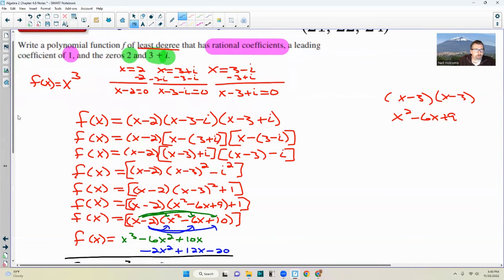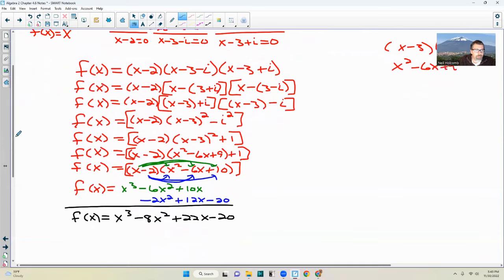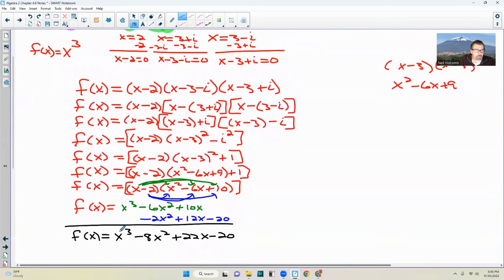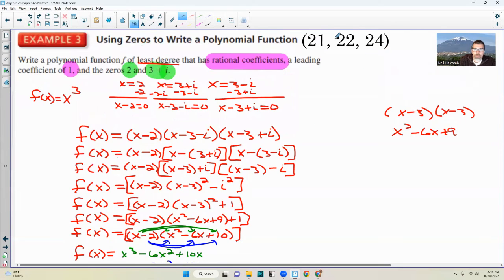Leading coefficient of 1 with the least degree, which is 3. So the answer to this problem is f of x equals x cubed minus 8x squared plus 22x minus 20. After doing that, you should be able to do problem numbers 21, 22, and 24.